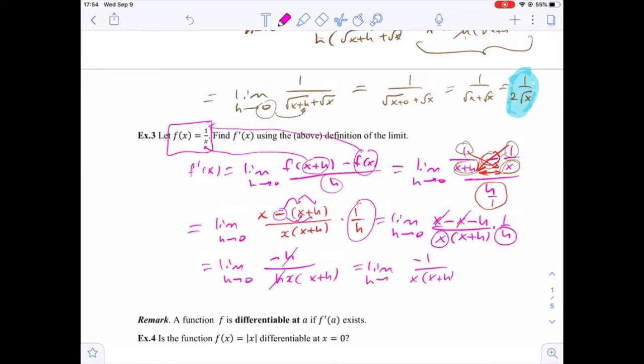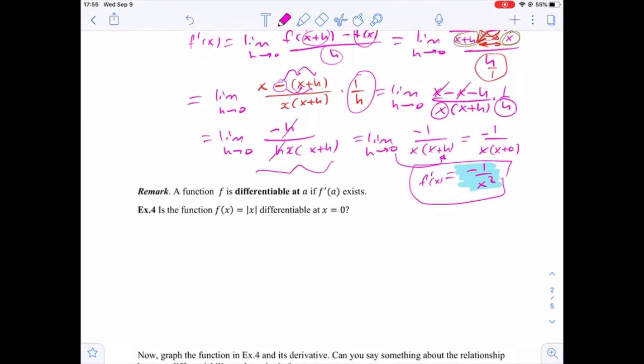As h goes to 0. Now the last step after simplifying the expression is to plug in h equals 0, and we get negative 1 over x times x plus 0, and that's negative 1 over x squared. So what is the derivative of the function f of x equals 1 over x? It's negative 1 over x squared. It's a function of x, so this is f prime of x, it's still a function of x.